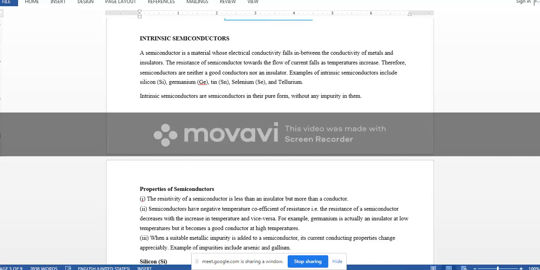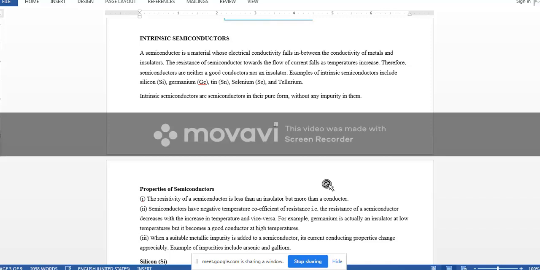We look at the properties of intrinsic semiconductors. The first property, we find that the resistivity of the semiconductor is less than that of an insulator, but more than that of a conductor. Second, a semiconductor has a negative temperature coefficient of resistance. This means that the resistance of the semiconductor decreases with increase in temperature and vice versa. For example, germanium is actually an insulator at low temperatures, but it becomes a good conductor at high temperatures.